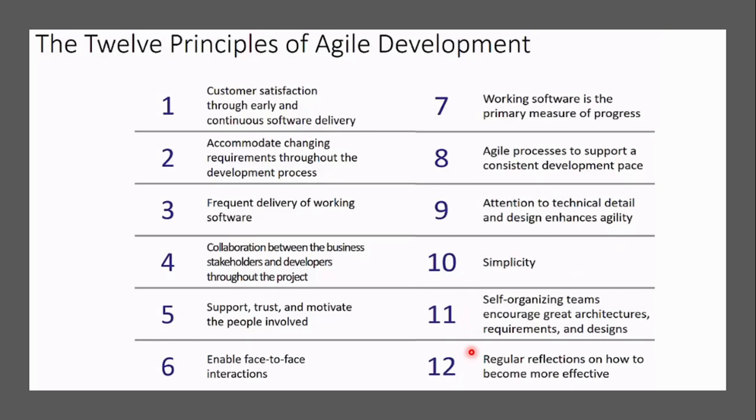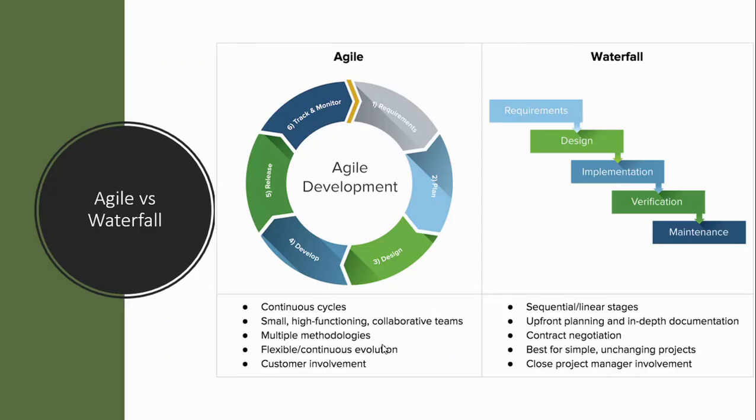This is nothing but, like we already learned, a control aspect. You try to go back and see what can be improved, and after each iterative cycle, try to take a meeting and see what can be improved in the next iterative cycle.